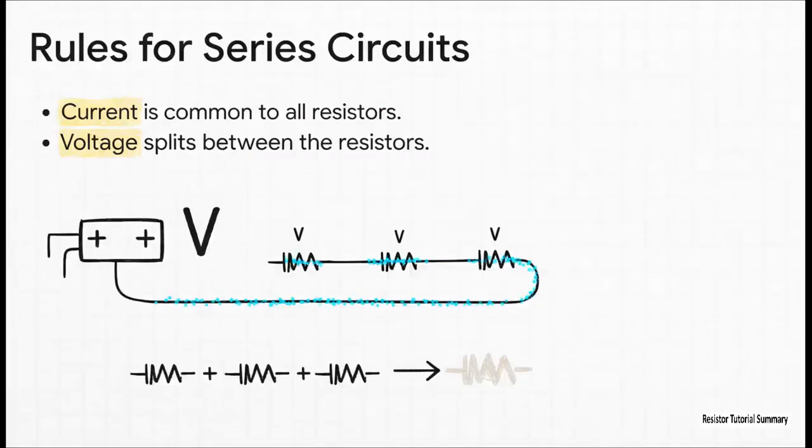Now, series circuits follow some really straightforward rules. Most important ones are, the current, the flow, is exactly the same through every single resistor in that chain. But the voltage? That gets divided up among them. This is actually super useful. You can use it to create what's called a voltage divider, which is a really common way to get a specific lower voltage from a higher one. And the total resistance? Easiest part of all. You just add them all up.